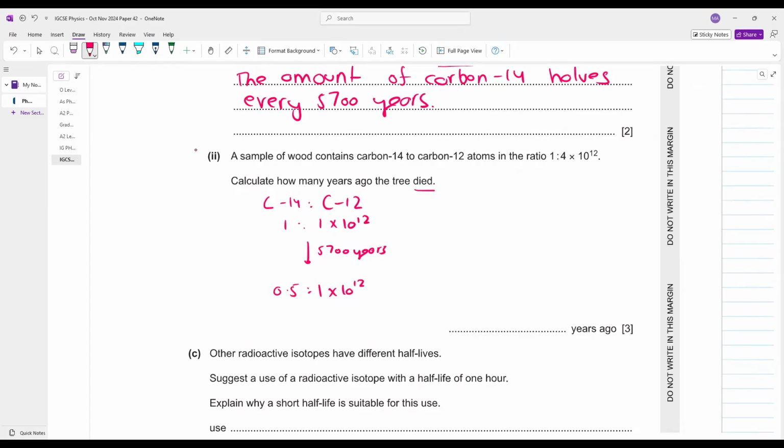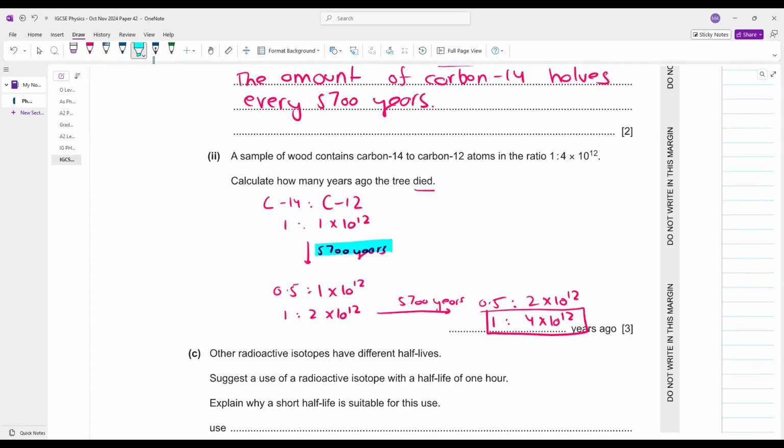What will the new ratio become? Multiply both sides by 2. 1 ratio 2 into 10 raised to the power of 12. After further 5,700 years क्या होगा? Carbon 14 will again have 0.5 ratio 2 into 10 raised to the power of 12. Again multiply both sides by 2. 1 ratio 4 into 10 raised to the power of 12. This is the ratio of carbon 14 to carbon 12 that you want.